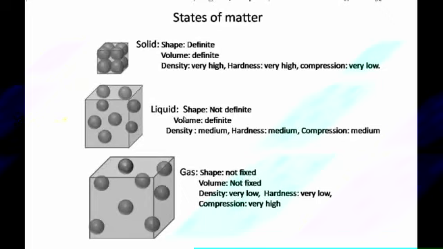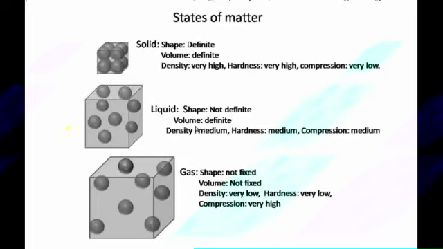Now liquid. In liquid, the shape is not fixed, not definite. If you keep the liquid in a tumbler, it will take the shape of the tumbler. If you keep the liquid in a beaker, it will take the shape of the beaker, or any container you keep it in, the liquid will take the shape of that container. So shape is not fixed, but volume is fixed.